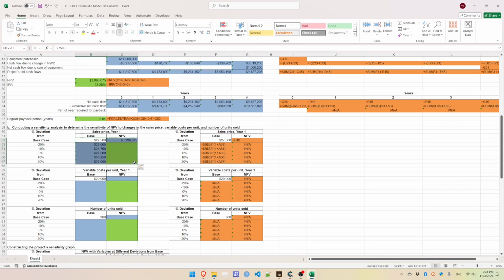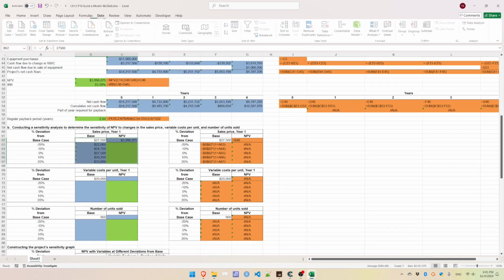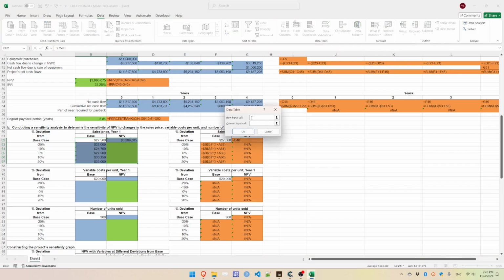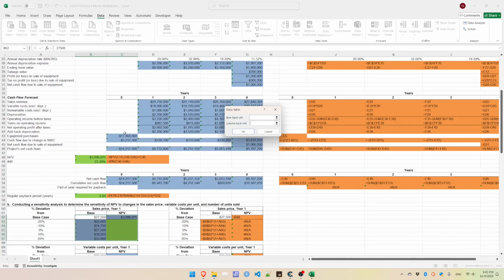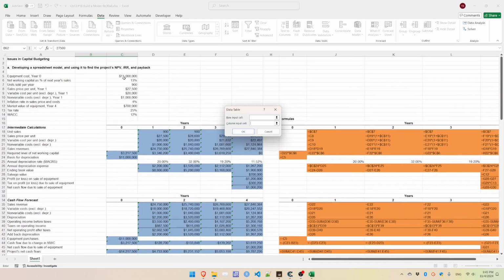I have to first select everything, then go to Data, What-If Analysis, Data Table, right? And then I'm asked to put in a row input cell or column input cell. Because this is a column, it's going to be a column input cell. So the column input cell is going to be the input cell.